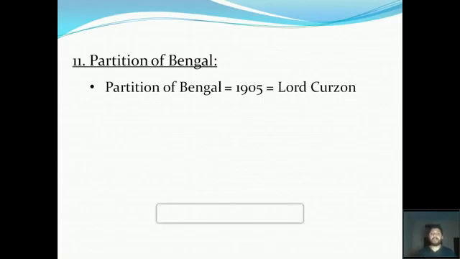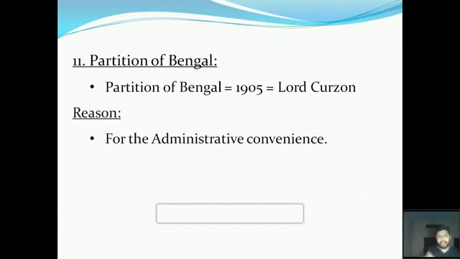After the partition of Bengal, we have seen one more point, the Surat split. In 1907, when the Surat session of the Congress was going on, the members of the Congress were divided into two different groups. It was because of this partition of Bengal. Partition of Bengal took place in 1905, and the mastermind behind it was Lord Curzon. When he introduced this idea, he had to give a reason. So from the side of the British, Lord Curzon justified it.